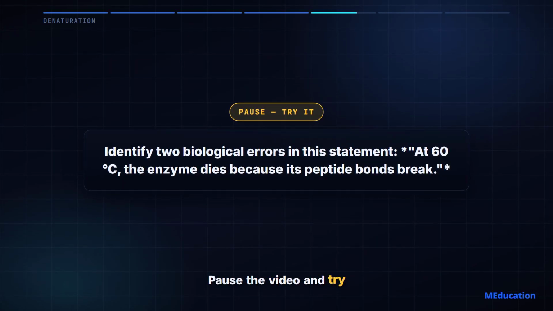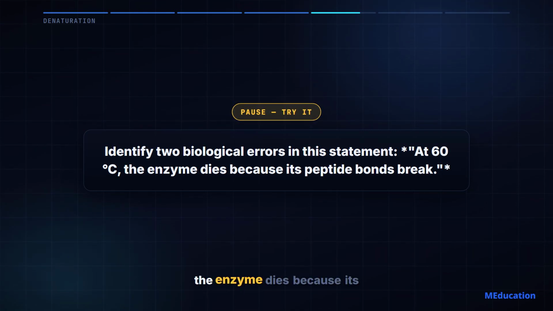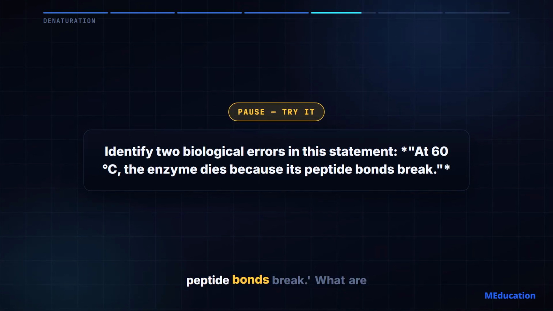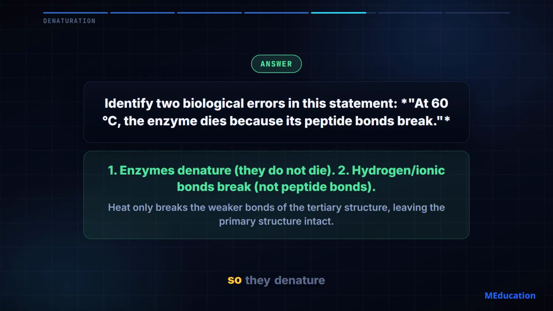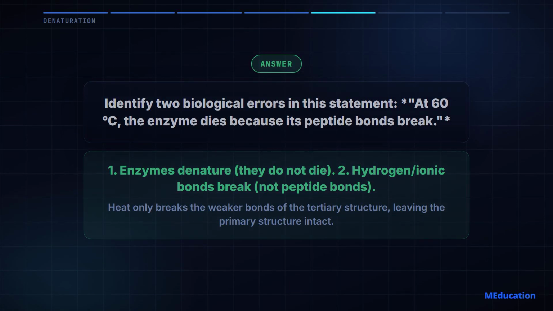Pause the video and try this. A student writes, at 60 degrees, the enzyme dies because its peptide bonds break. What are the two biological errors here? Enzymes are non-living proteins, so they denature, they don't die, and heat breaks the weaker hydrogen and ionic bonds of the tertiary structure, not the strong covalent peptide bonds of the primary structure.